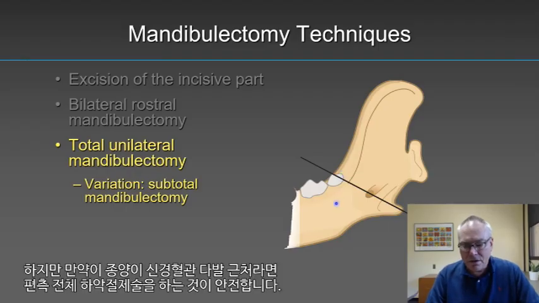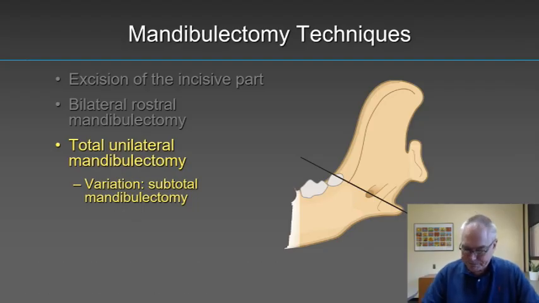This is only possible if the tumor does not extend too closely to this structure here. So if you see that the tumor extends closely to the neurovascular bundle, then it's safer to do a total unilateral mandibulectomy rather than a subtotal mandibulectomy.